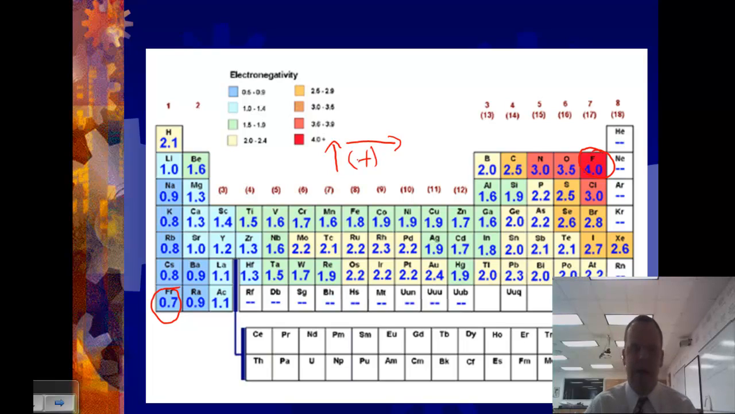The lowest values are your alkali metals at the bottom of the table, alkaline earth metals, and your highest values are going to be generally your halogens and things on the very top of the table.